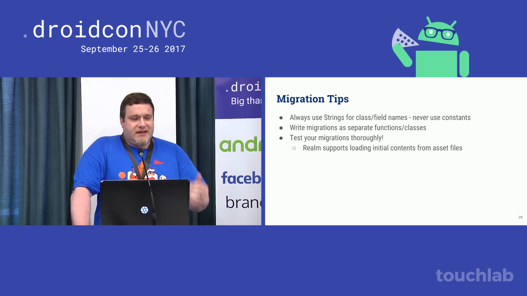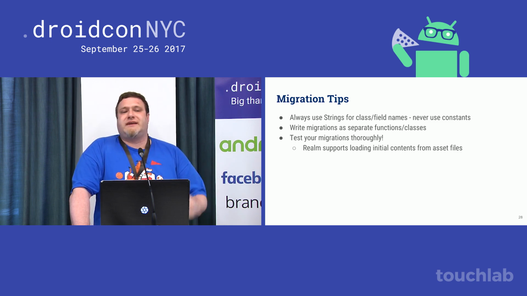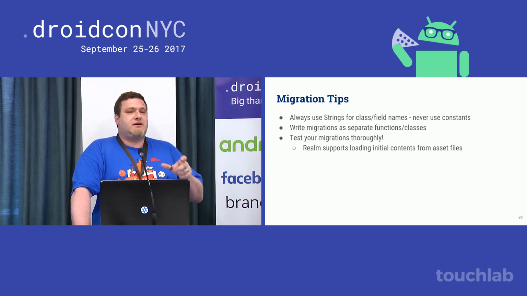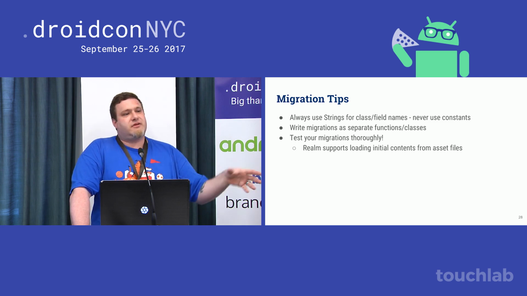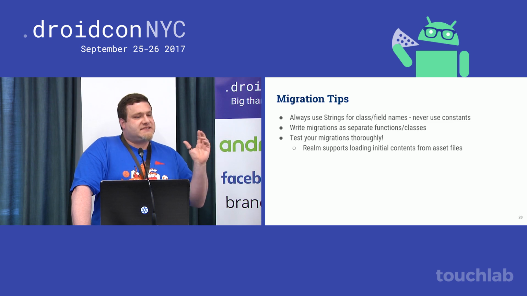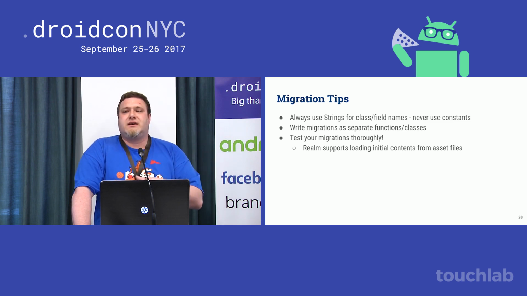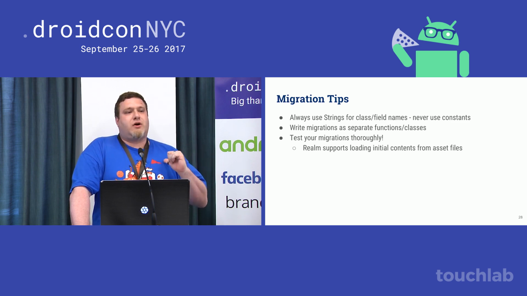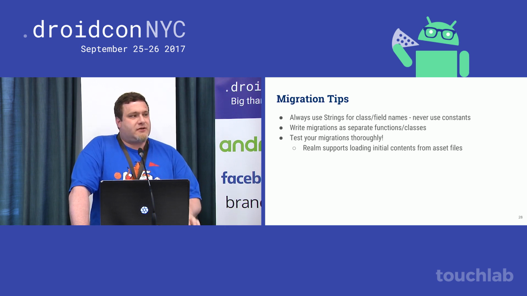And three, unit test these, right? Or more accurately, instrumentation test these. Realm has functionality for loading content from an asset file. So you can actually copy a realm from a particular schema version into your Android tests, and then instantiate your realm with that asset file and actually run your migration in your tests. So this is something that we have where we automatically run all of our migrations as we grab them. So it gives you a little more sanity that your migration is actually working and doing what you expect it to do.